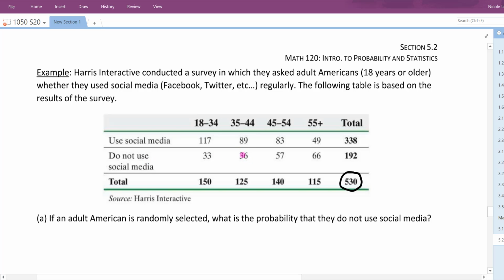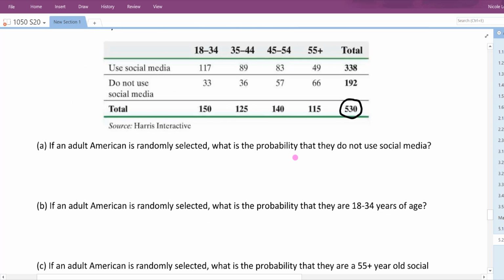Let me go over one more. Let's say this group right here: these 83 people are 45 to 54 years old, and they use social media. So these 83 people are 45 to 54 and are using social media. Now let's look at part A, where it says if an adult American is randomly selected, what is the probability that they do not use social media?